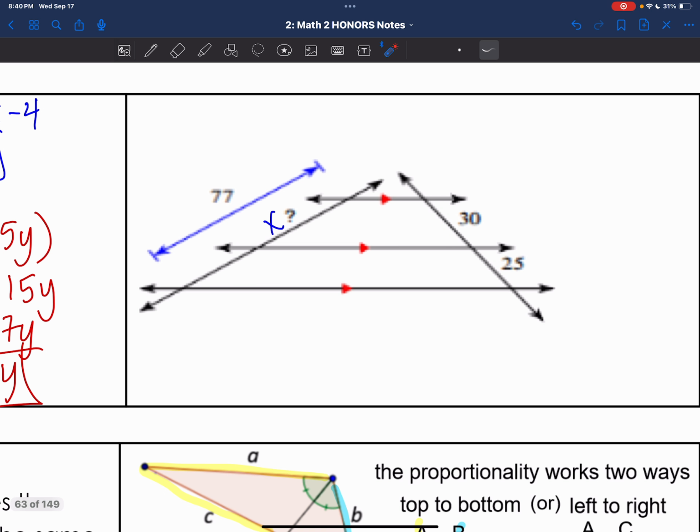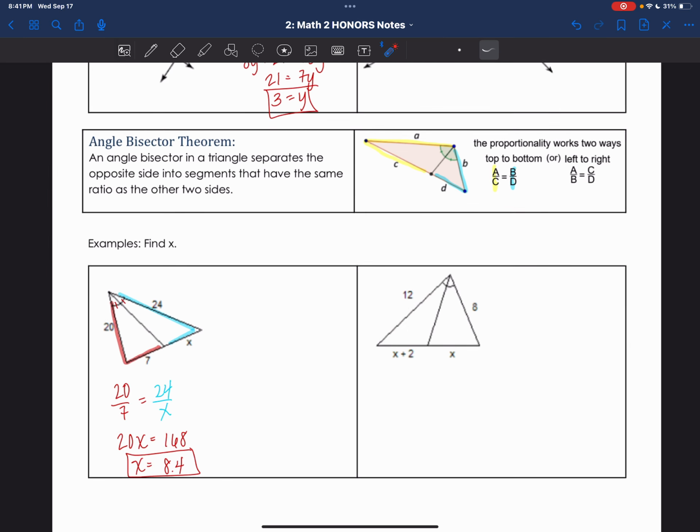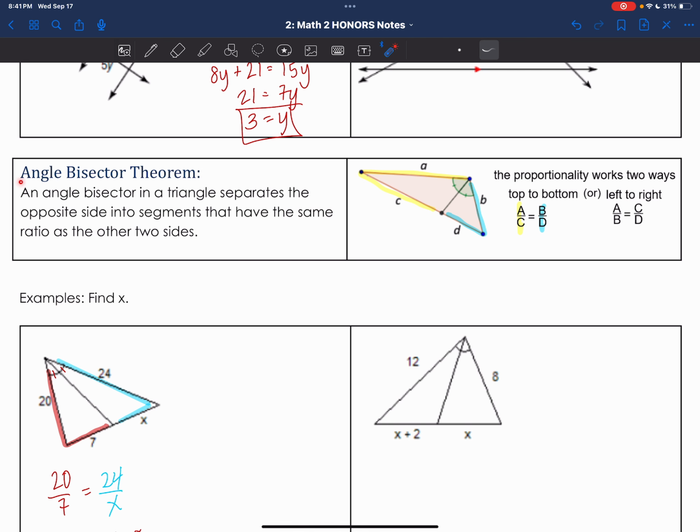Now for this one, here's your hint: you have these 3, and it's proportional. And nothing's marked equivalent. So if you know this is 77, you have to figure out what this part is. So what I would do is set up a proportion. This over this equals, and you could make this 77 minus x if you want, and then set up a proportion that way. All right, lastly, you have an angle bisector theorem.